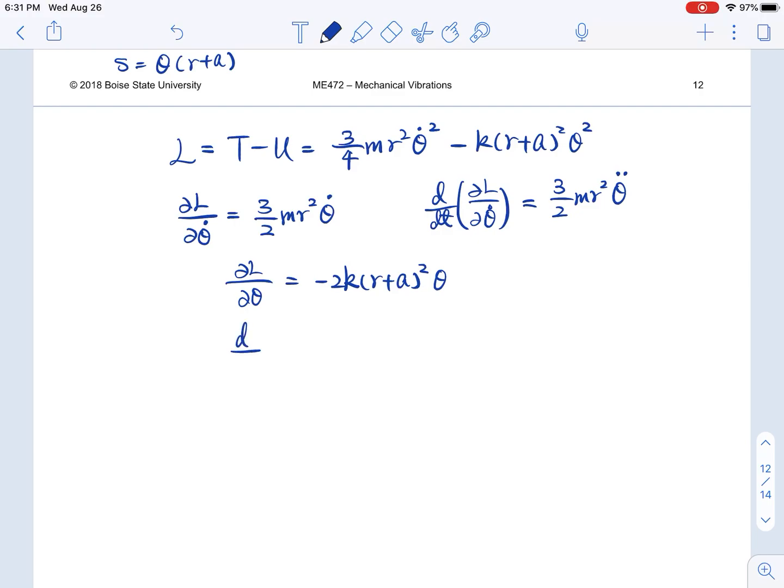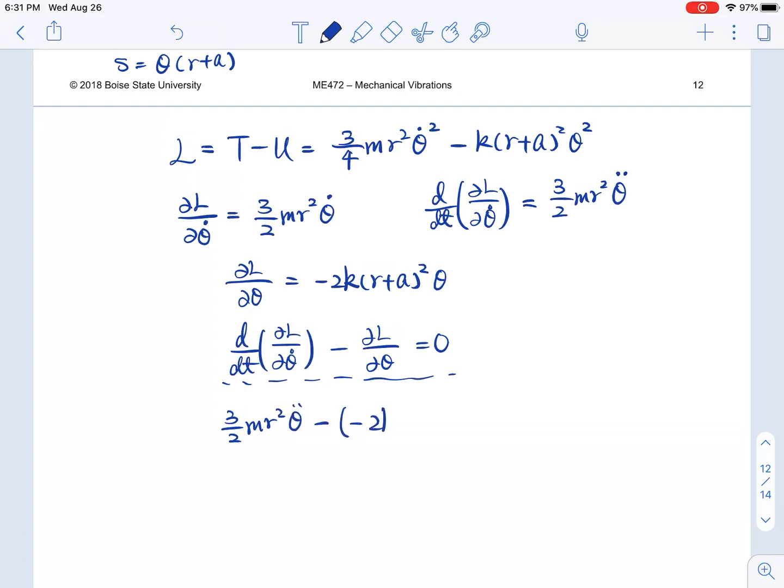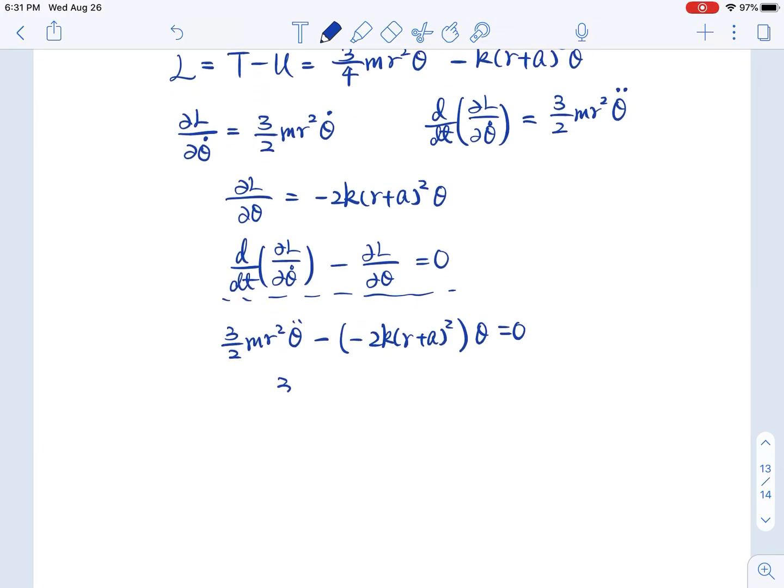All right, once we have these partial derivatives, let's recall the conservative form of Lagrange's method, equal to 0. So we just plug all these expressions back into this equation, and then the first term is 3/2 m r squared theta double dot minus 2k (r plus a) squared theta equal to 0. And then as you can see here, two negatives become a positive, so 3/2 m r squared theta double dot plus 2k (r plus a) squared theta equal to 0.